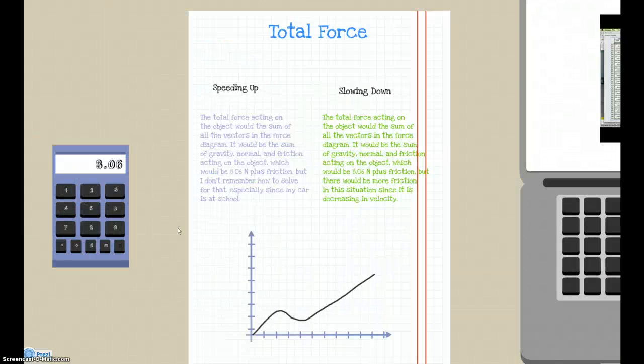Alright, total force, you can go ahead and read those. Ignore the graph on the bottom, that was just on the Logger, not Logger Pro, it was on the Prezi format that I'm using, and I didn't feel like deleting it because it looked nice, so yeah.